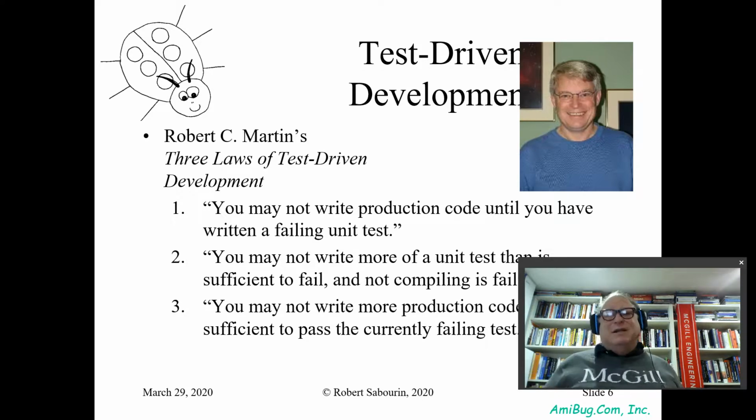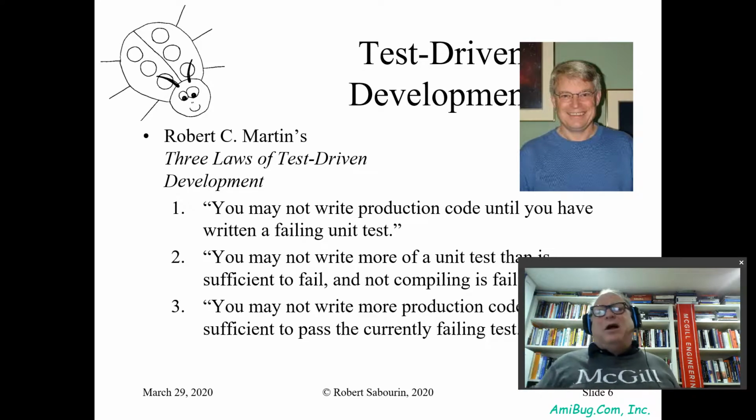It has to fail. Now, Bob says you may not write more of a unit test than is sufficient to fail. And he says also, like, not compiling is failing. So you may not write more of a unit test than is sufficient to fail. The suggestion here now is that the test should be incremental. So you're going to basically write just enough test to fail. So no code unless you have a failing test. When you make your next test, make it just enough test to fail.